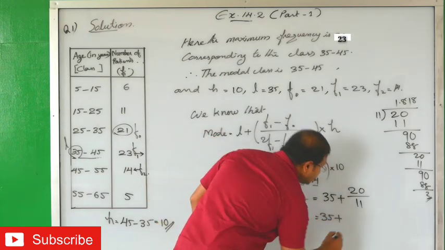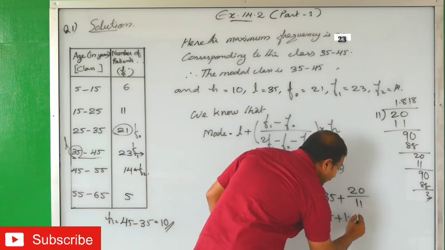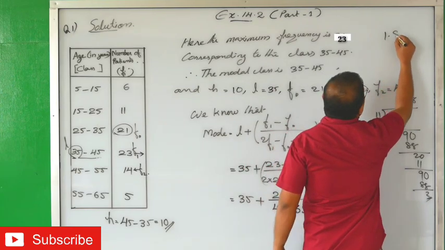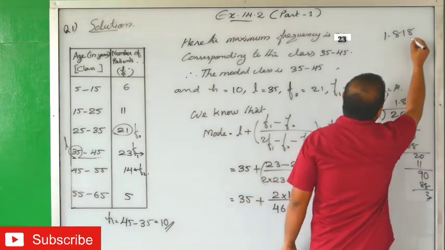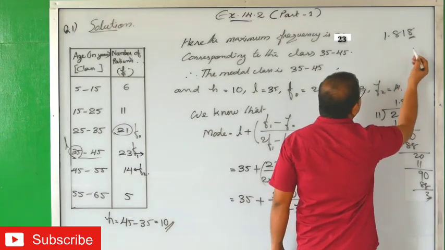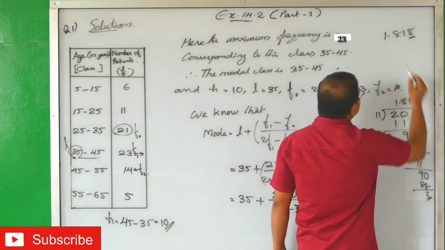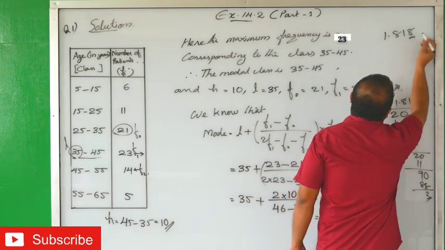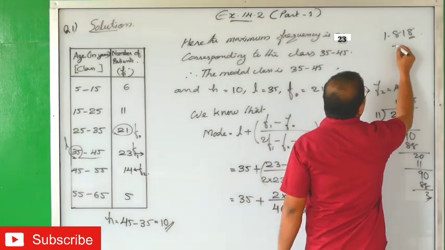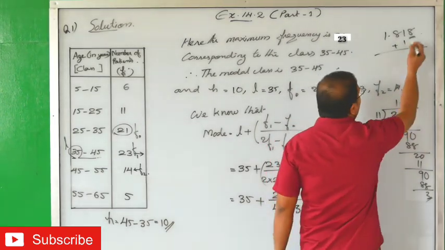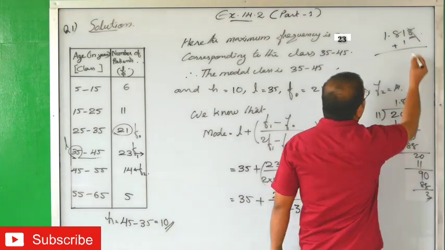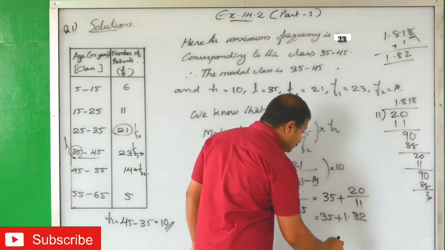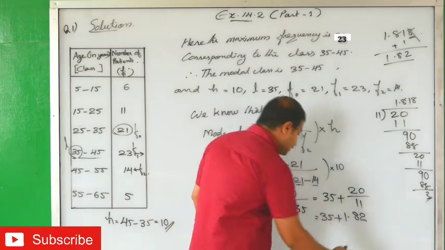Equals 35 plus 1.82. Actually we got here 1.818. But we know that if you look at the last term, after the point we are taking 3 digits. After that, the last digit will be checked. If it is 5 or more than 5, we'll add 1 here. If you add 1 here, you can remove this. That means 1 plus 1, 2, so 1.82. Ready?